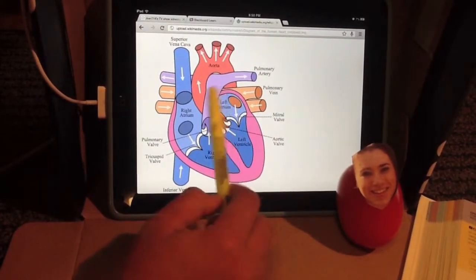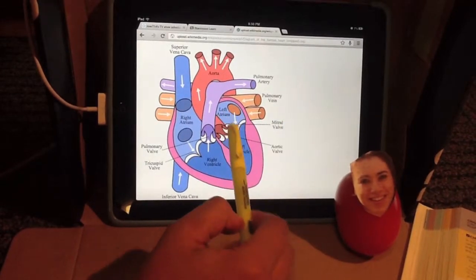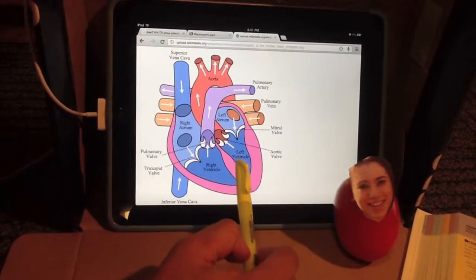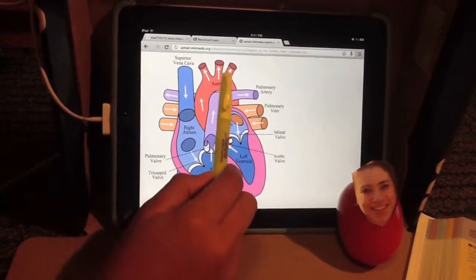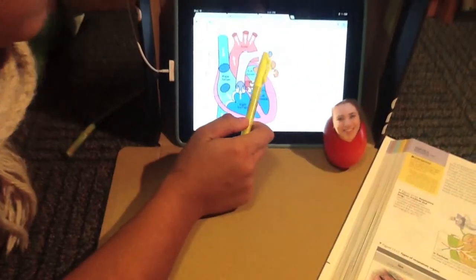Pulmonary vein empties oxygen-rich blood from the lungs to the left atrium. Left atrium contracts, blood flows through the mitral valve to the left ventricle, ventricle contracts. Blood leaves the heart, through the aortic valve, into the aorta, to the body.